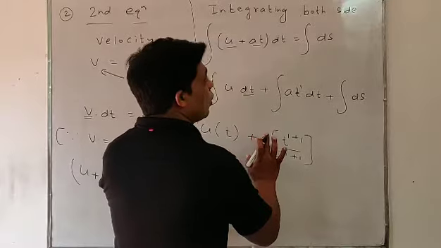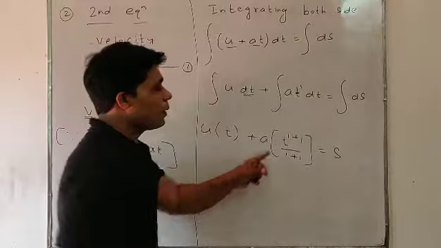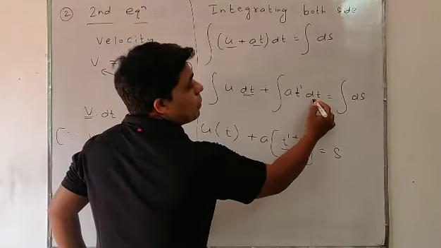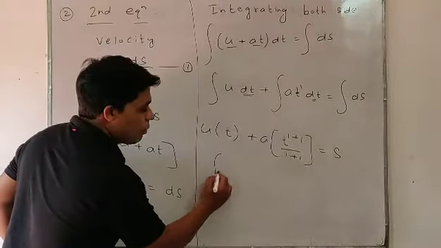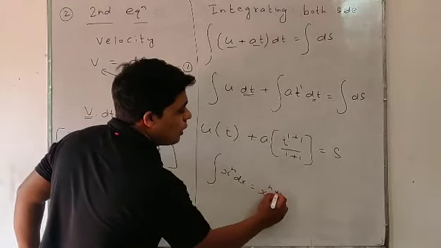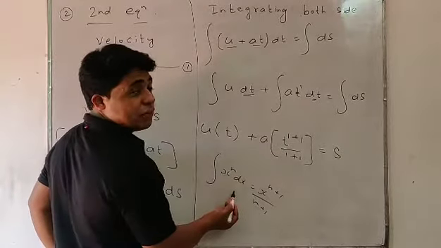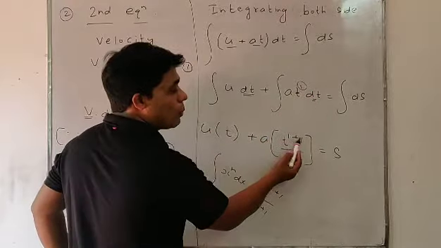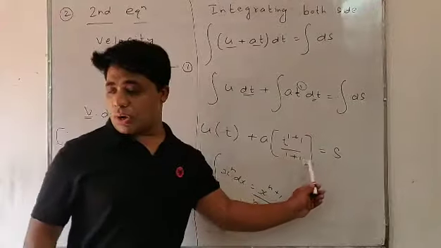And finally, students, what will we write? Integration of ds is what? S. Look, students, a is constant, acceleration comes outside. This is time, this is acceleration. So acceleration comes outside, and here which formula is applicable? Remember the formula: what is the integration of x to the power n? X to the power n plus 1 upon n plus 1. So t power 1, compare this: instead of n we have 1, so 1 plus 1 upon 1 plus 1. And integration of ds is what? S.